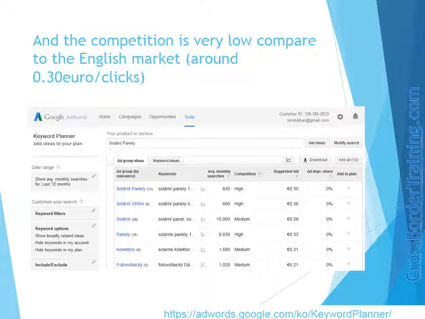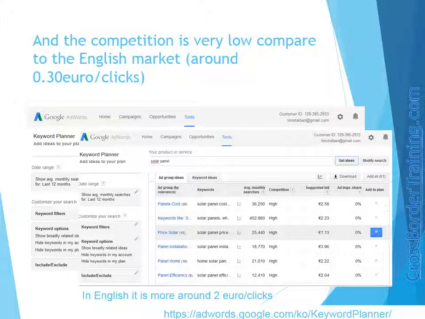So here, on top of the fact that there is a huge traffic about solar panels in the Czech Republic, you can see that in AdWord Planner the cost per click is very low in Czech. It's just 30 euro cents. If you type the same request in the English market for solar panel, it's around 2 euros. Some of them, like panel installation, are at 4 euros. So between 30 cents and 4 euros, it's 15 times more expensive.